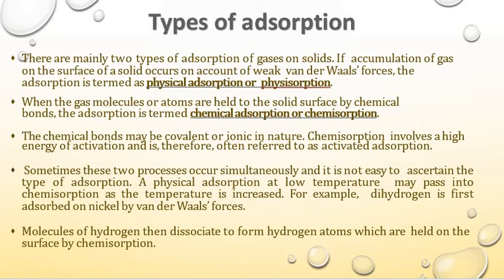Now, if I talk about chemical adsorption, a gas molecule accumulates on the surface of a solid by means of a chemical bond. This chemical bond may be ionic or covalent. Chemical adsorption is specific in nature. Chemical adsorption involving gas-solid as adsorbate and adsorbent is an exothermic process.